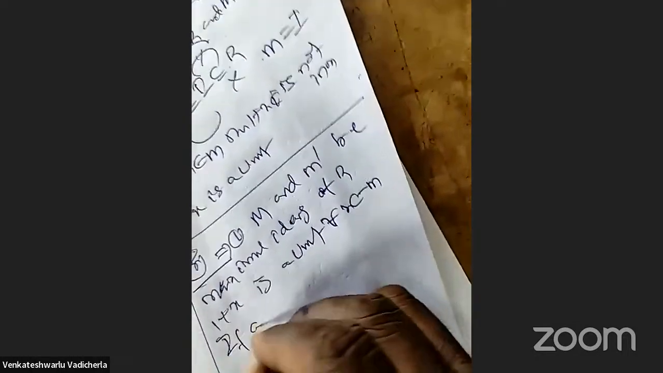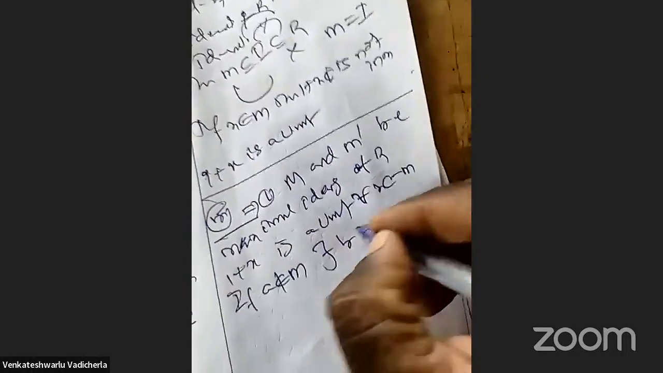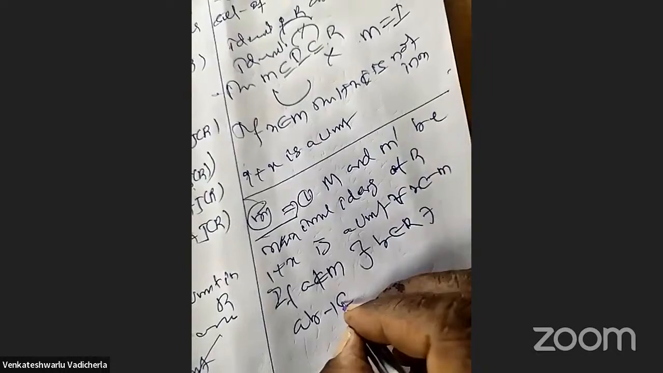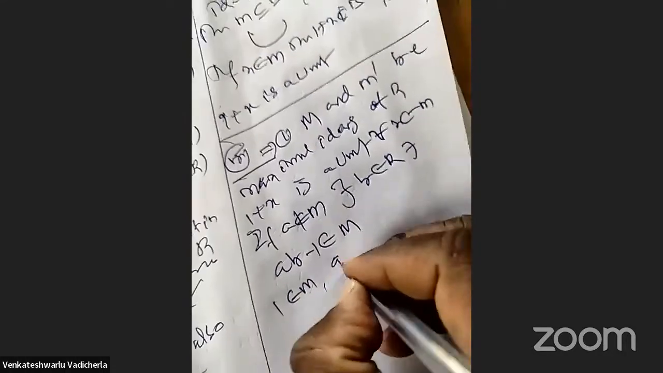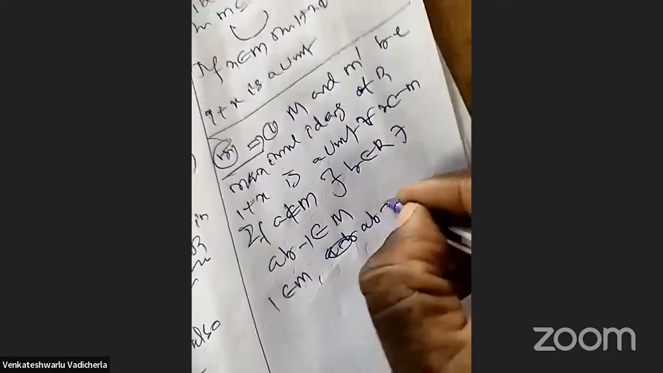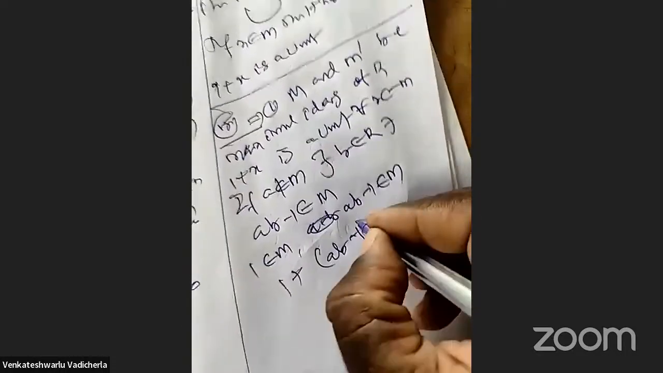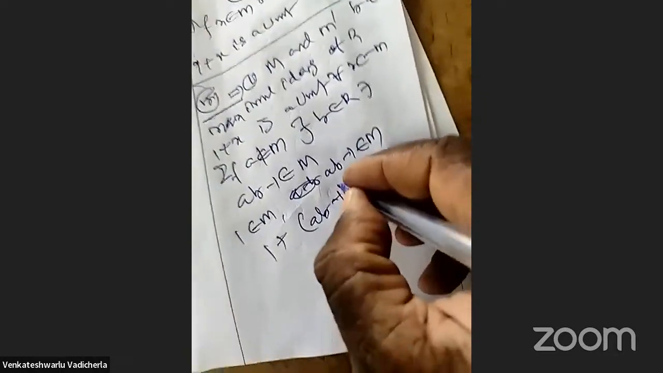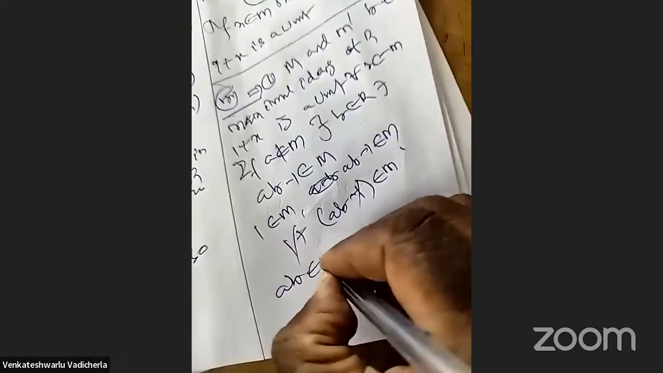So if a does not belong to M, then there exists b belonging to R such that ab minus 1 belongs to M. So this is 1 belongs to M. By addition closure, 1 plus ab minus 1 belongs to M, so ab belongs to M. Here ab minus 1 belongs to M, and 1 plus ab minus 1 is a unit, which implies ab belongs to M, and hence a is a unit.